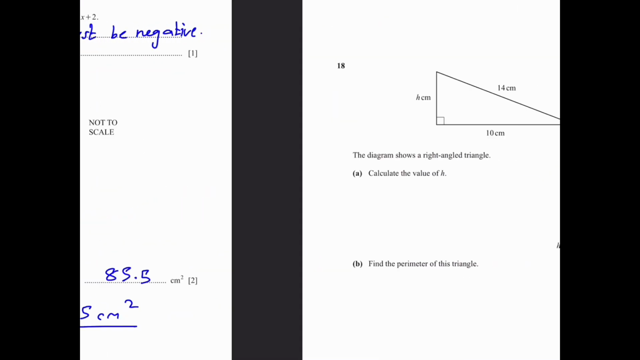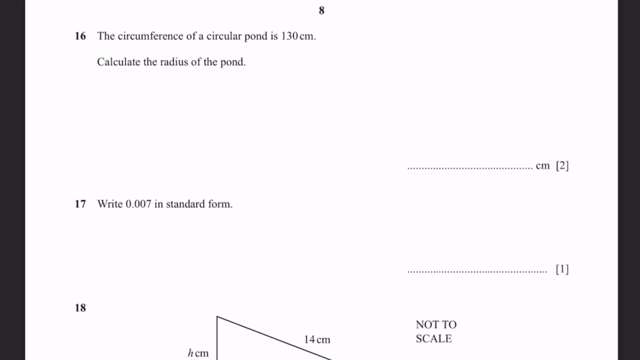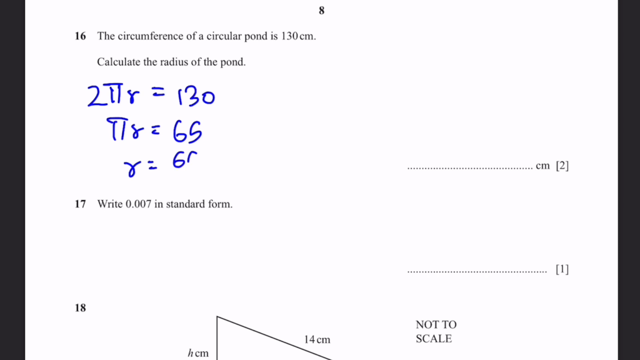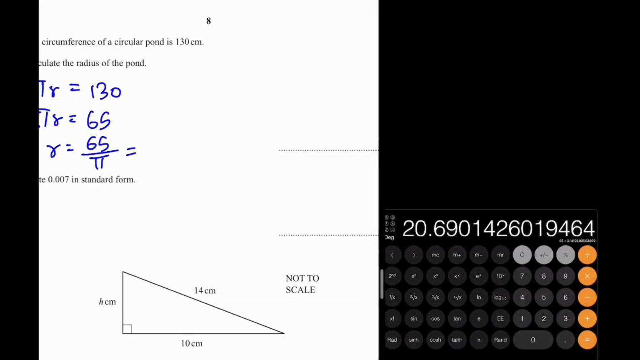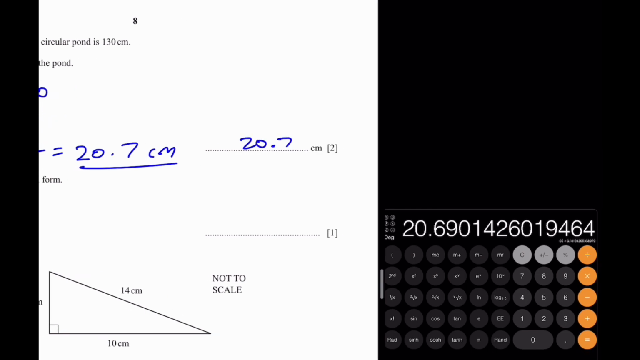Let's go to question 16. The circumference of a circular pond is 130 centimeters. Calculate the radius of the pond. So the formula for circumference is 2 pi r, and that is 130. That means pi r is equal to 130 by 2, which is 65, and r equals 65 by pi, which is equal to, let's get our calculator out, 65 divided by pi, we get 20.7 centimeters to 3 significant figures. That's our answer.